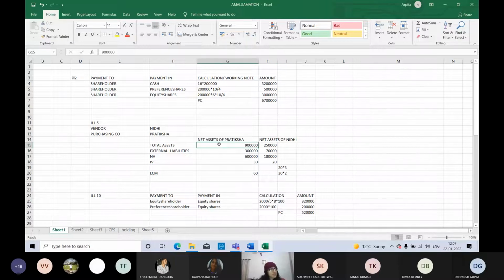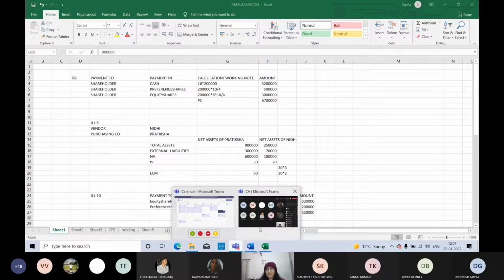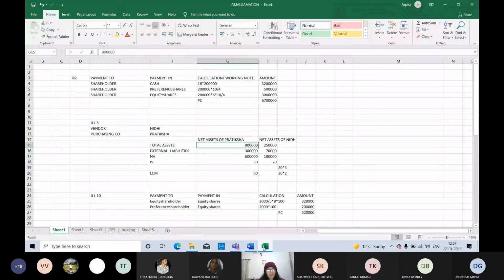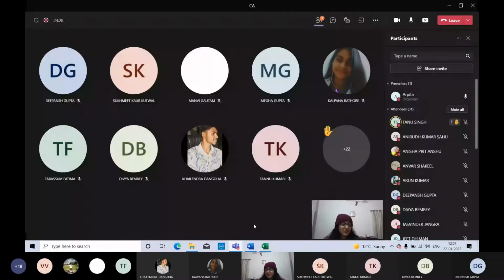Now, if I look at the balance sheet, let me start with Pratiksha. Can anybody tell me how much is the net asset of Pratiksha? Please look at the balance sheet and tell me. 9 lakhs. Yeah, but that is not the net asset. That means you did not listen to my question. I said how much is the net asset? 9 lakh is the total asset. 6 lakh. Okay, all right.